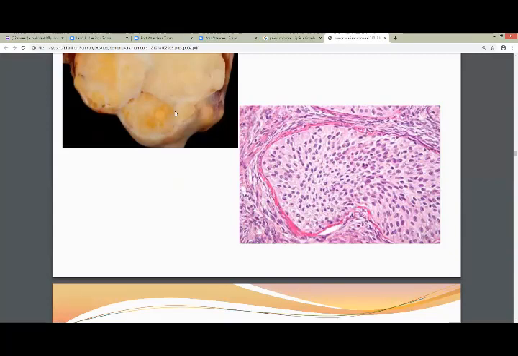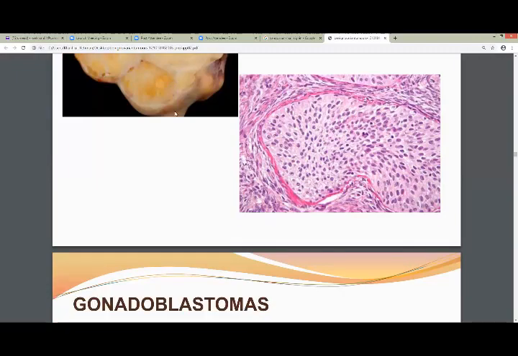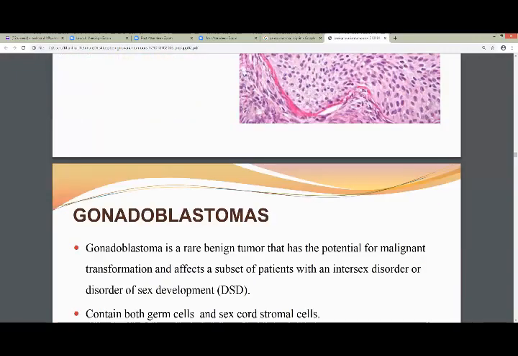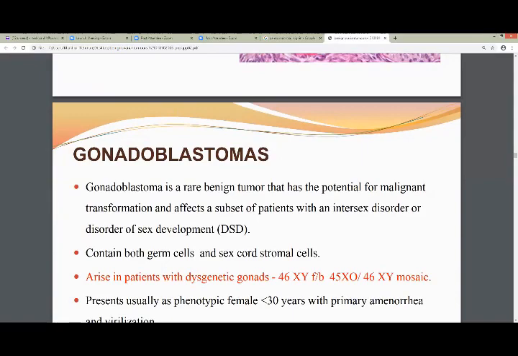Just do a bit of brainstorming. Gonadoblastomas. Yes, you might have now come across them. You may have guessed well.